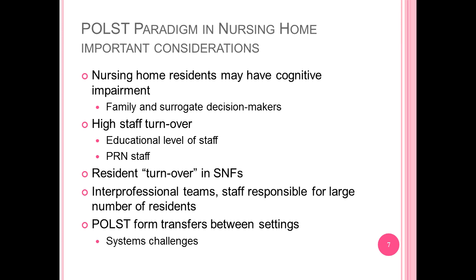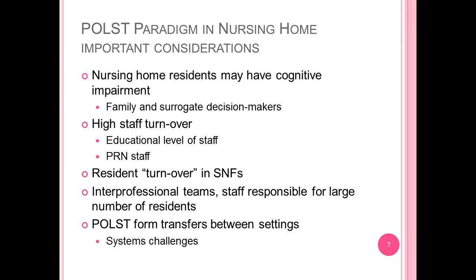So in thinking about implementing the POLST paradigm in a nursing home, there are several unique issues to consider about this setting. Residents may have different cognitive impairments. You also have to consider family and surrogate decision makers. There's a lot of times very high staff turnover in nursing homes. The educational level of the staff also varies. And a lot of times you have PRN staff or people who are there on a very short-term basis, sometimes only for one shift or two shifts or a weekend, who are not really familiar with the facility.